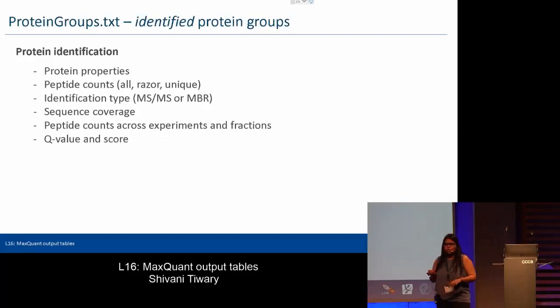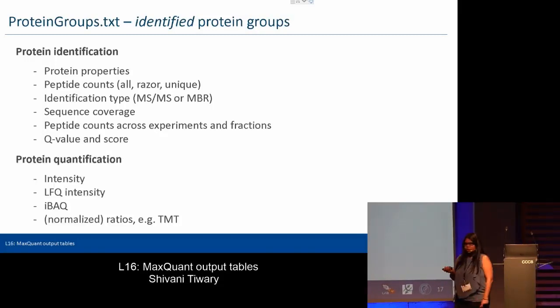Here, the information you get is all identified protein groups from your whole experiment and throughout all the runs. So you get information about protein properties, such as physicochemical properties of the protein, such as molecular weight. Then you get all the peptide counts which were used to identify the proteins. Then how they were identified, by MSMS or by match between runs. What is the sequence coverage, so how many peptides were included to identify the protein. Then peptide counts, so how many peptides there were across the experiment and fractions, and its Andromeda Q value and score.